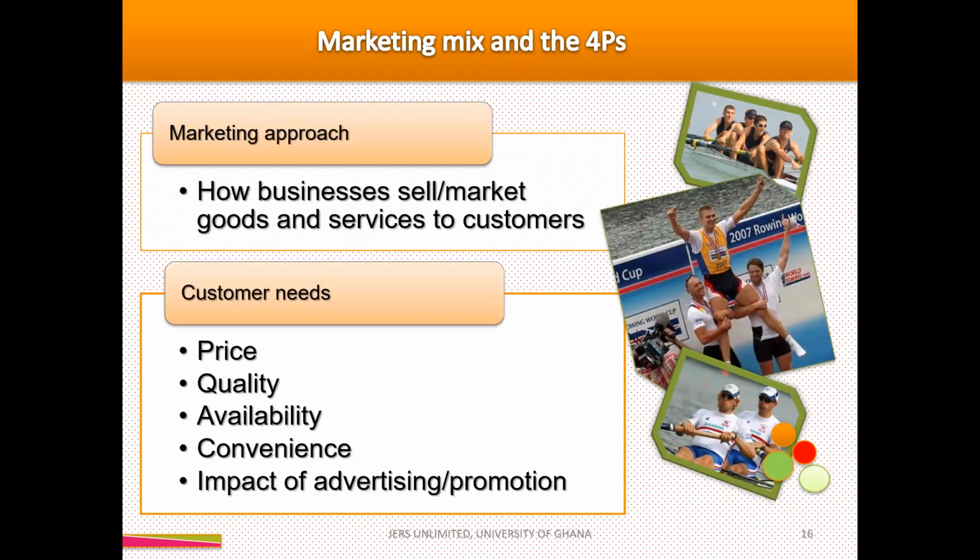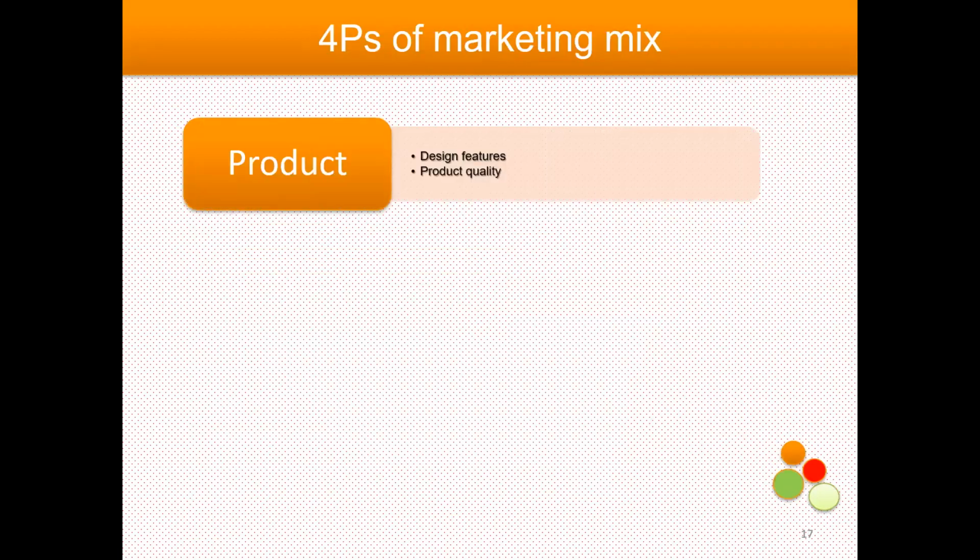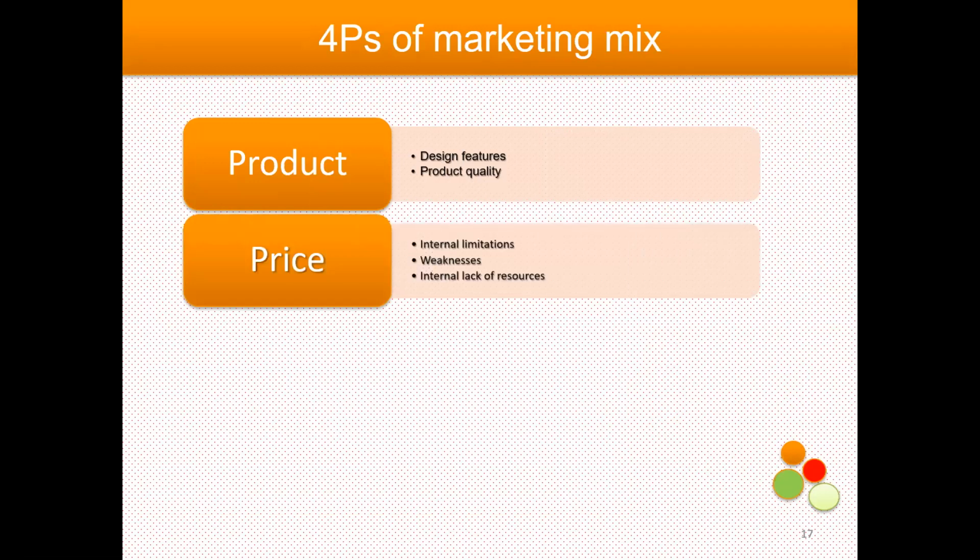Now let's look at the four P's. This is another model as well, or the marketing mix. Customers have several needs, from price to quality, etc. But the marketing mix gives you a simple model to capture them. It starts with your product. What product are you selling? What are the features? What is the quality? Then you also have your price.